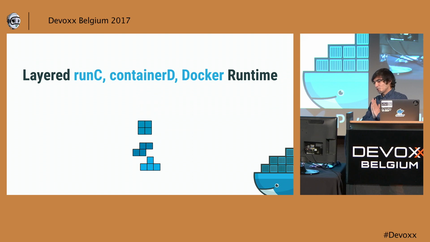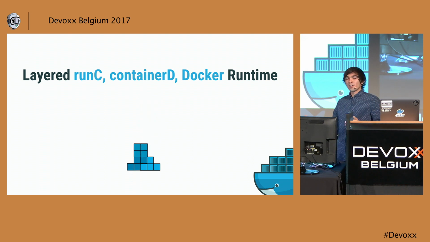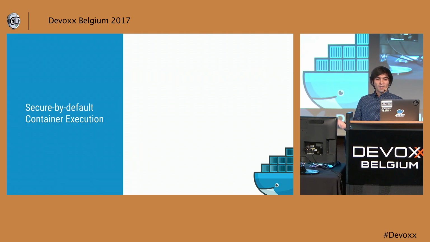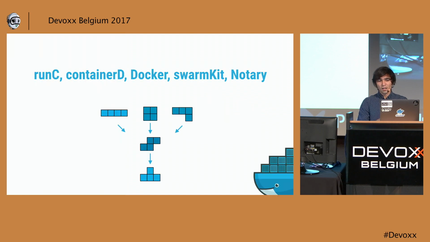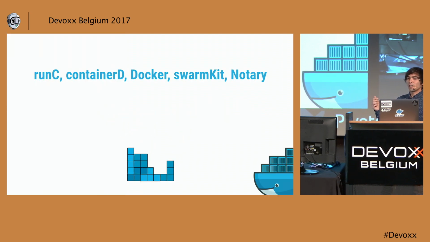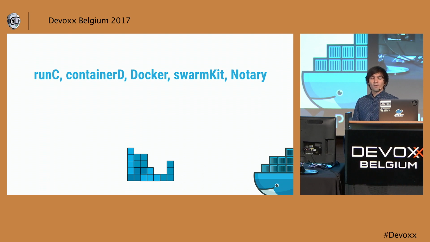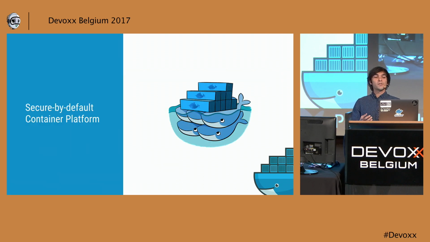So another 3 pieces we can put together: RunC, Containerd, and Docker. Well, this is probably what you're familiar with, Docker itself, what we ship. And really what you get is a secure by default container execution. We talked about AppArmor, SELinux, seccomp, cryptographic hash for pulls, namespace isolation, cgroups, resource limitation. And so you get that all in a nice secure by default package. So let's get a little more exciting. What if we take Containerd, RunC, Docker, SwarmKit, and Notary? Well, now you have a full container platform where you can run containers across many nodes. And you have a secure by default container platform.